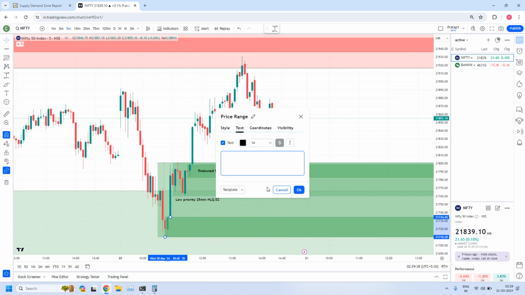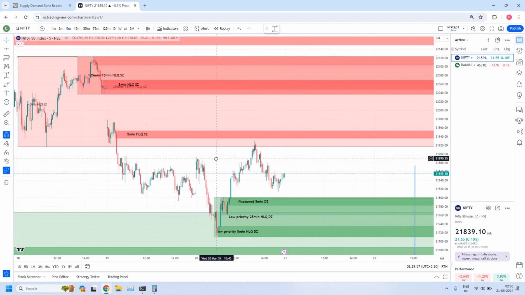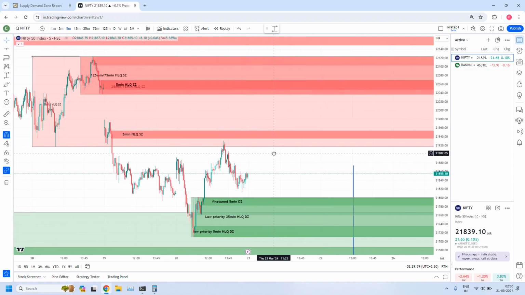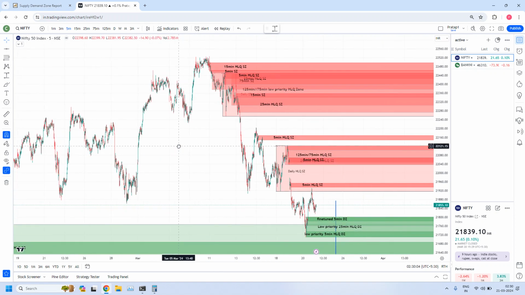What is this? This is a low priority 5 minutes high liquidity zone. So, low priority, 5 minutes high liquidity demand zone. That's it. Now, what is the range now? The new range. Definitely the new range is between these levels.